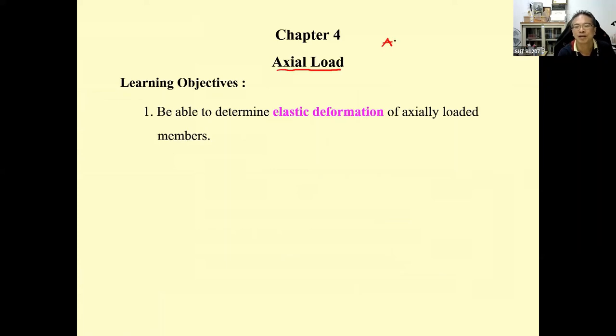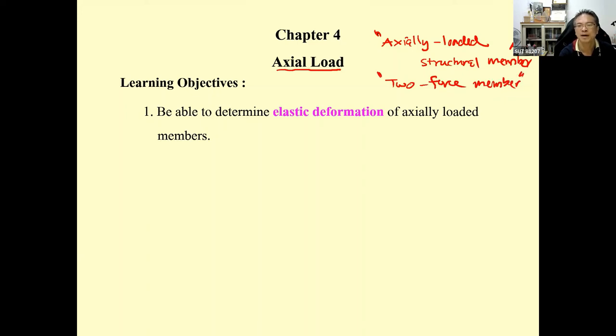I would like to have this because before this chapter, I called it the structural member axially loaded. Structural member, that is from chapter 1 to chapter 2 to chapter 3. We always talk about this. To be more simple, we also know this one as the two force member. And this two force member may be the column, may be the thrust member. You can see it in the columns at your dormitory.